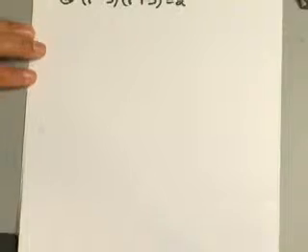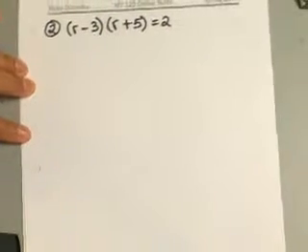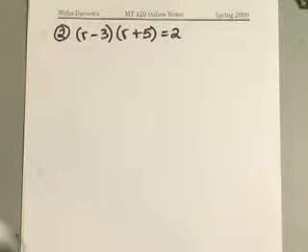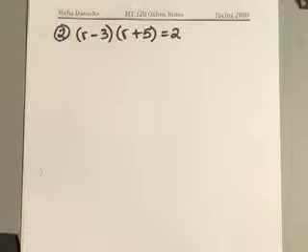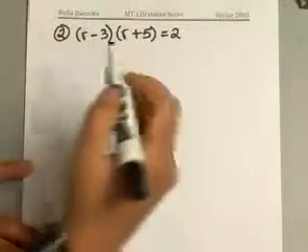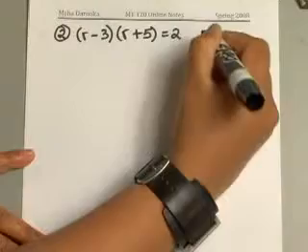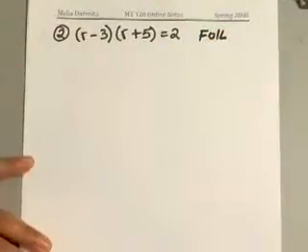Right, let's take a look at this example here. Again, you can see this one is not in the standard form, so you will have to first write this in the standard form. You have r minus 3 times r plus 5, and the whole thing equals 2. So we need to first go ahead and FOIL our left hand side.